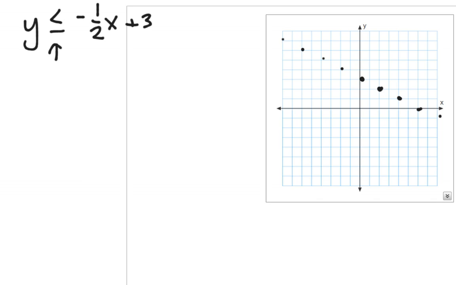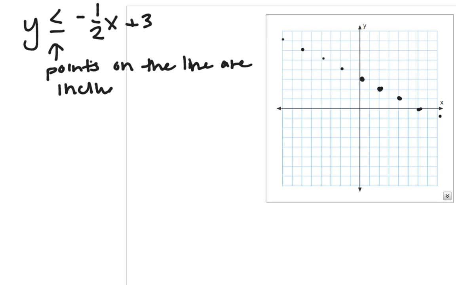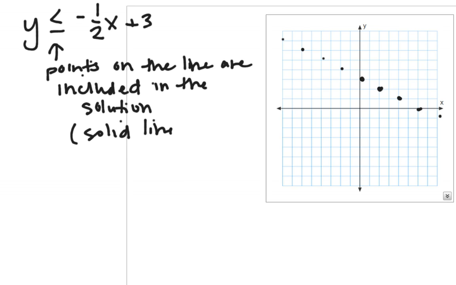This time we have an or equal to, it's less than or equal to, so that means the points on the line are included in the solution. So we're going to draw a solid line. And because of the or equal to, they will make it a true statement. So we're drawing our solid line.